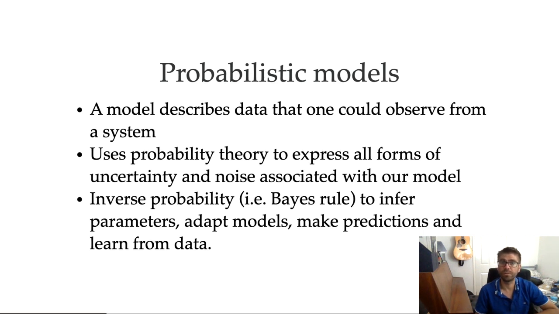So a probabilistic model you can just think of as a mathematical model, but where we use probability theory. So you go about building a model which describes the data that you're observing in your system and includes all the parameters that make up your model and that can contribute to the flux. You then use probability theory to express all the forms of uncertainty around those components of your model and any measurement noise.